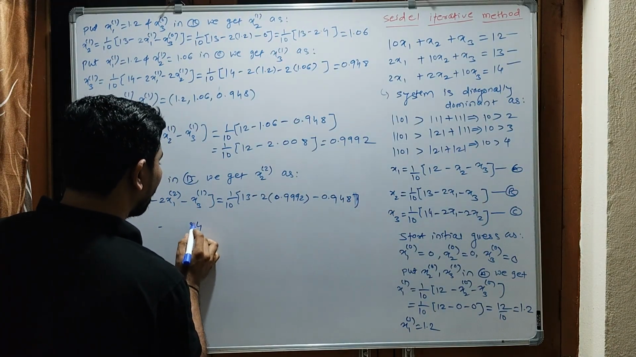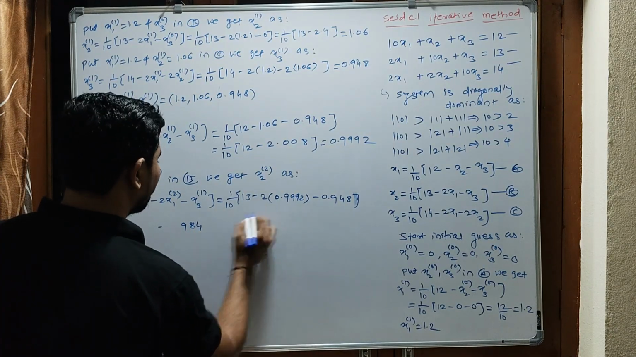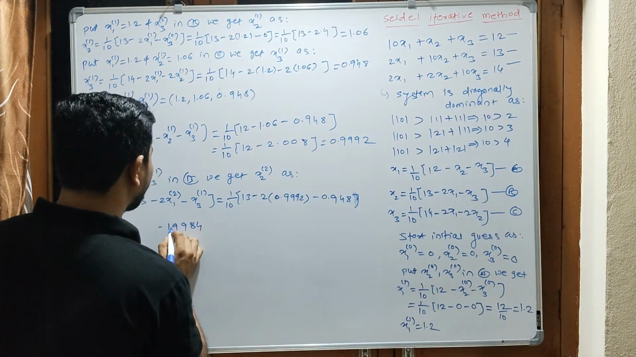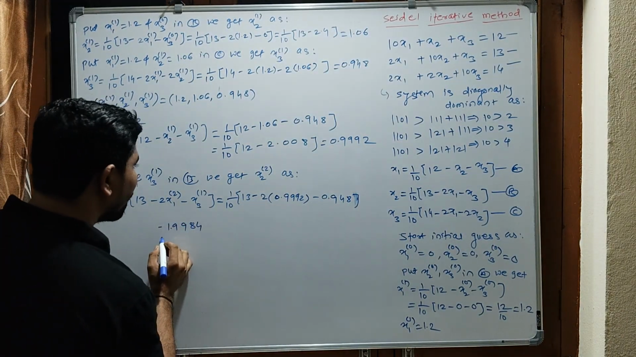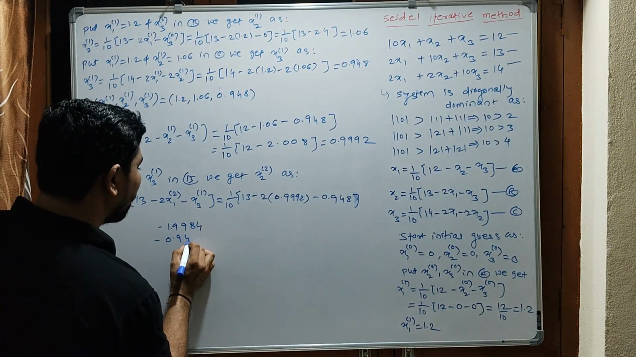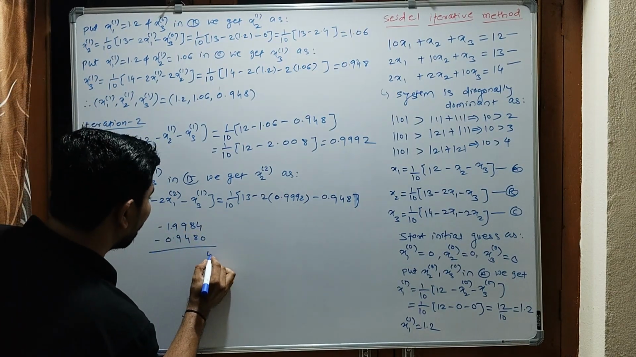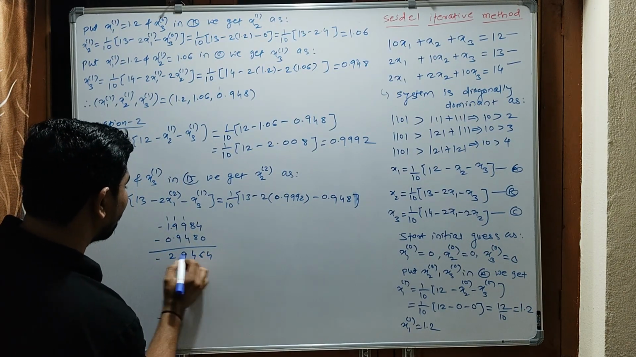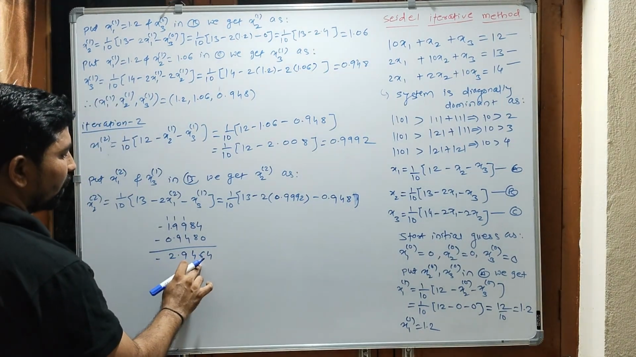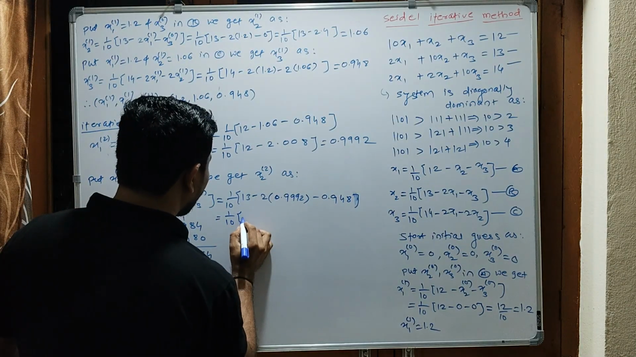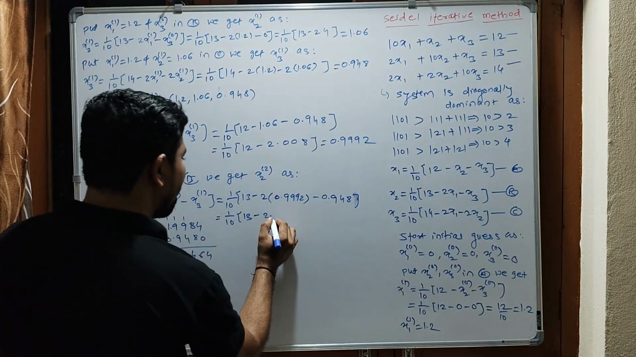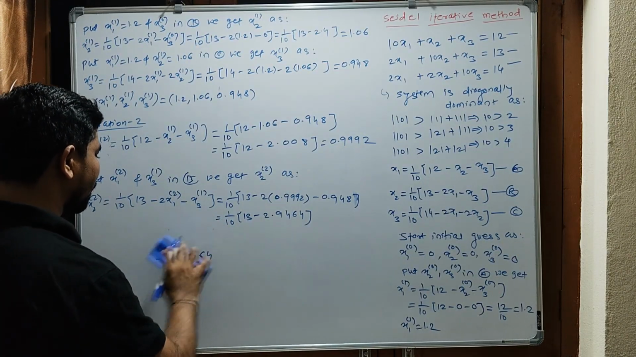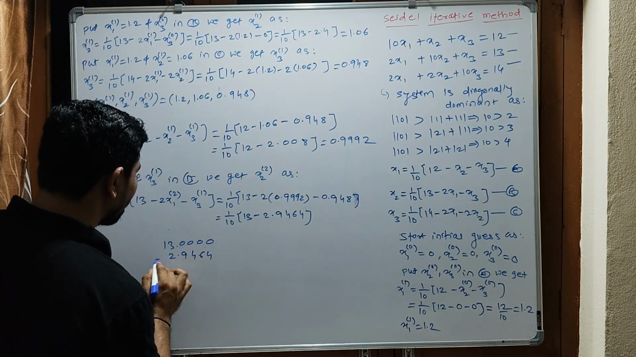Now I will calculate 2 into this, which after 4 decimals is 1.9984. Then subtracting 0.948, after 4 digits we get 2.9464. So I will write 1 by 10 times 13 minus 2.9464. Just subtract this from 13.